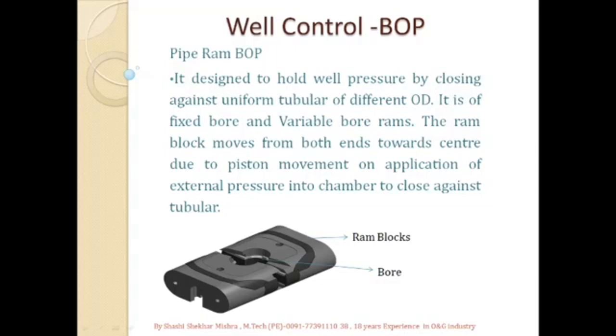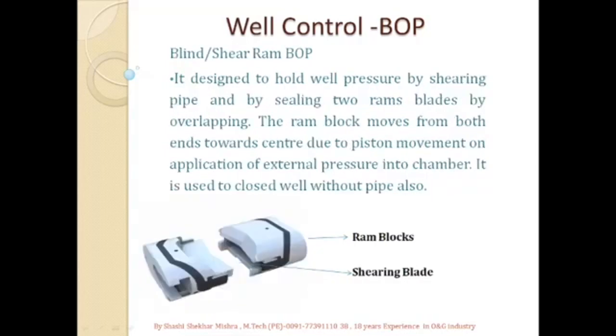Blind ram preventer is used to seal when there is no pipe in the well. The front face of the ram has flat rubber which seals off on closure. Shear cum blind ram is designed to shear pipe and seal the wellbore simultaneously. While shearing, we should ensure that the pipe should not be in a load condition.